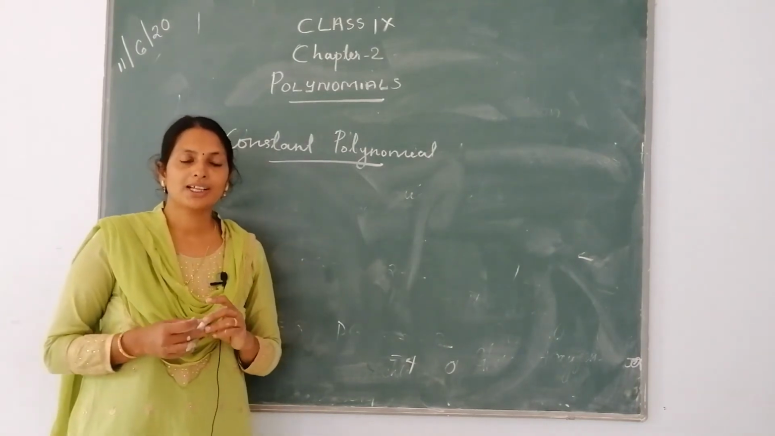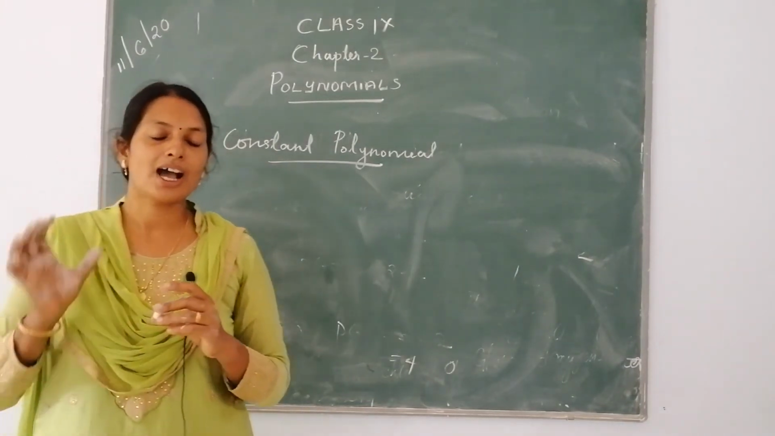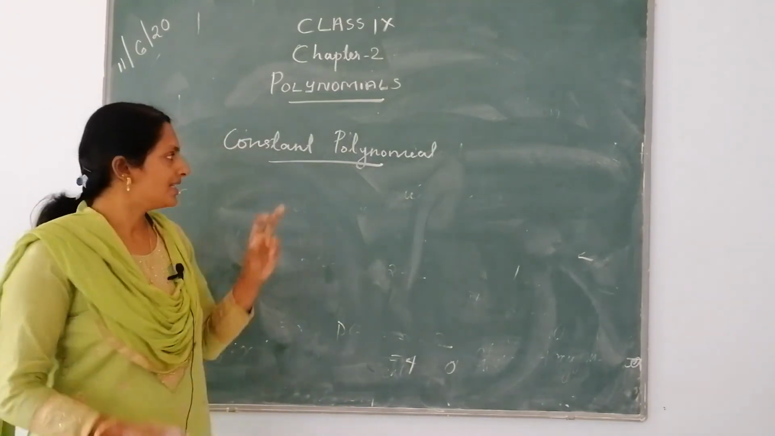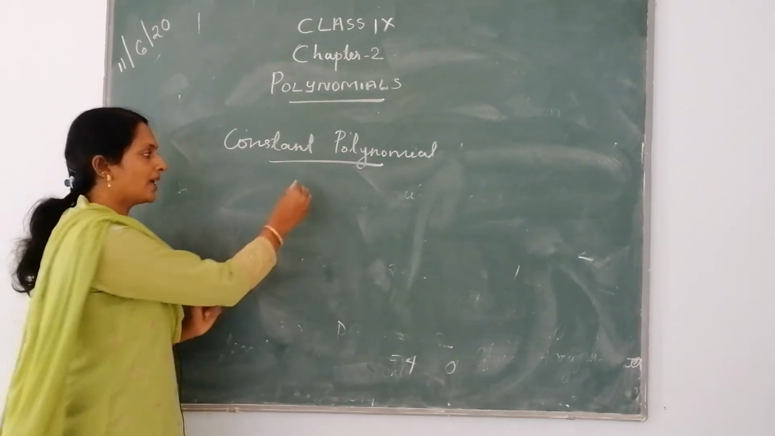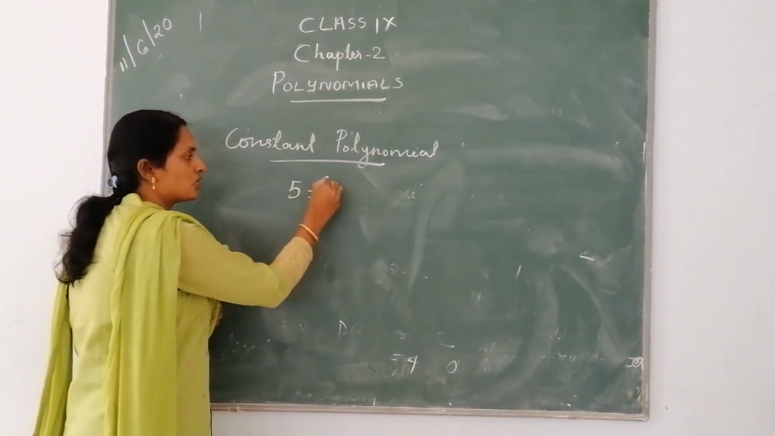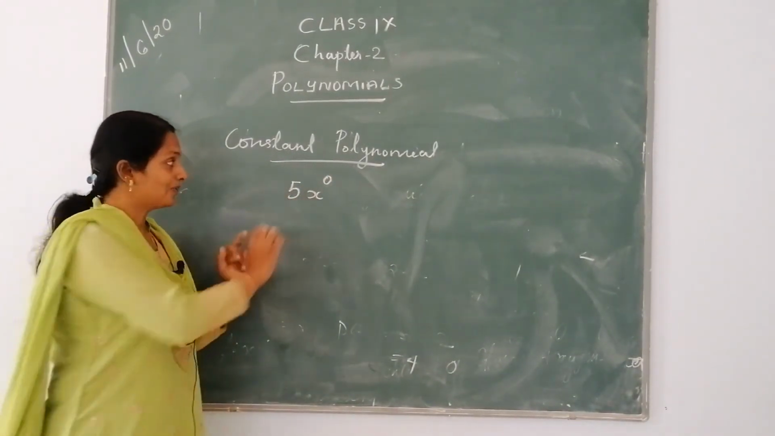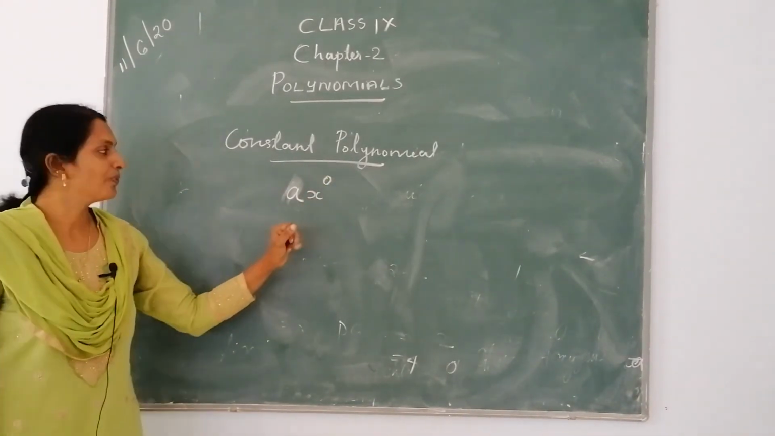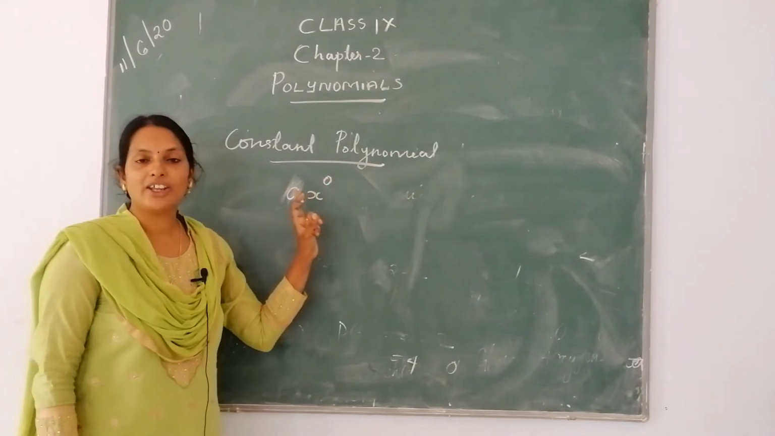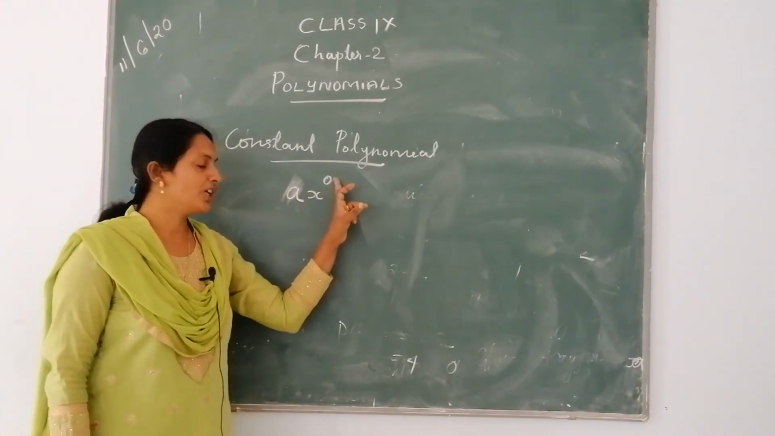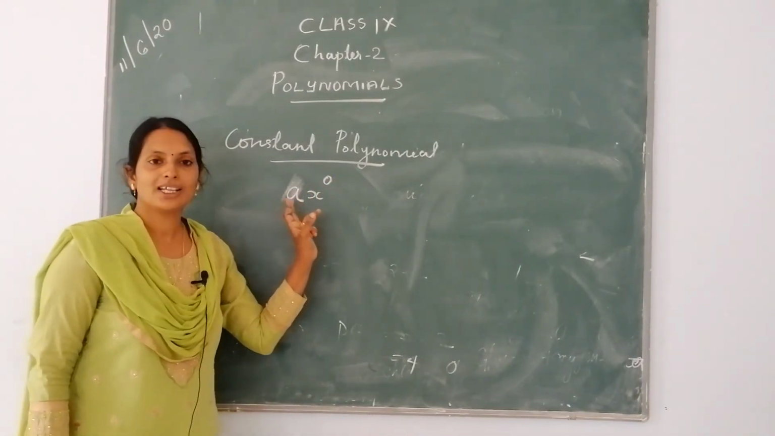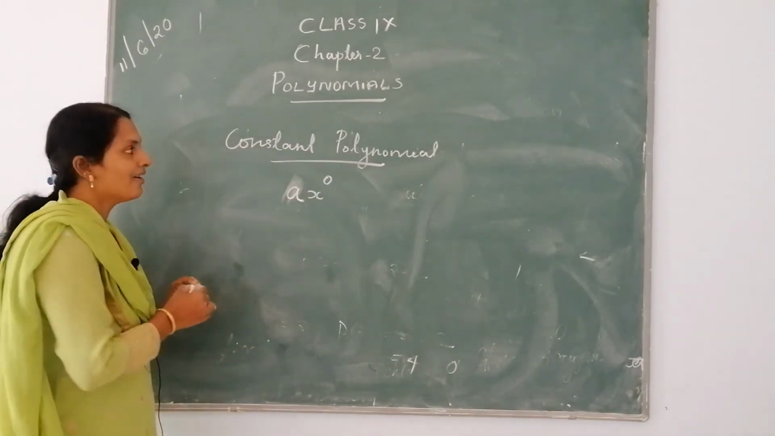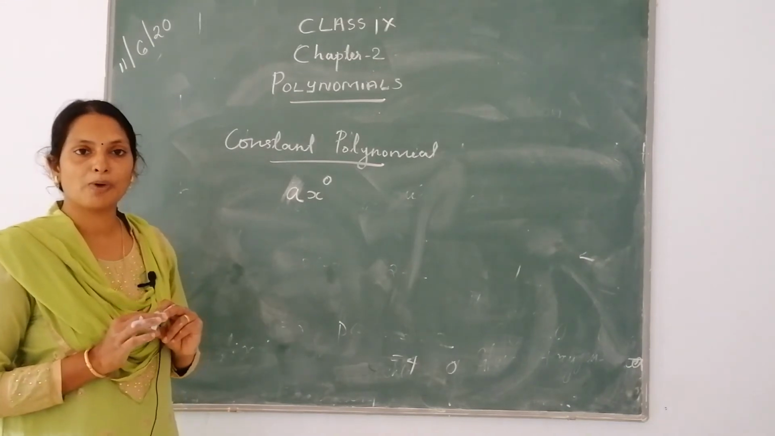Now we are going to discuss constant polynomial. What is constant? A symbol which has a fixed value is called a constant. In general, the form of a constant polynomial is ax raised to 0. Then the degree of a constant polynomial is 0 and the coefficient is a constant. Do you understand? Then what is the zero of a constant polynomial?